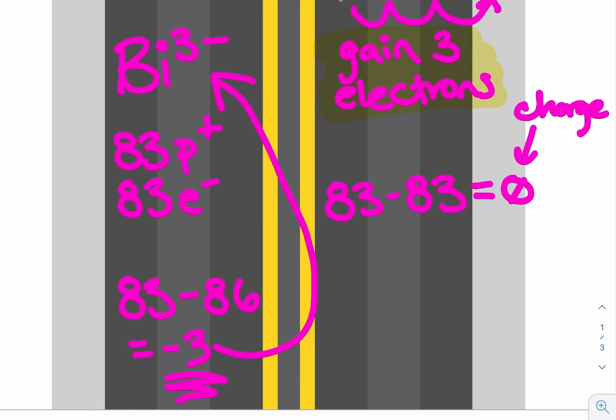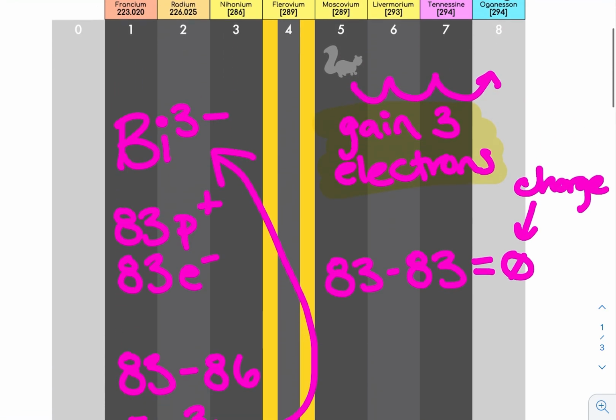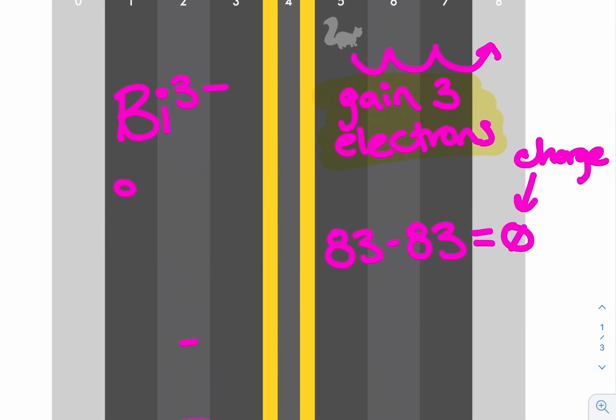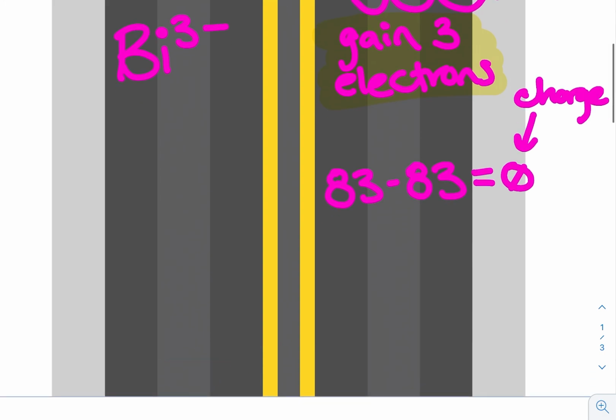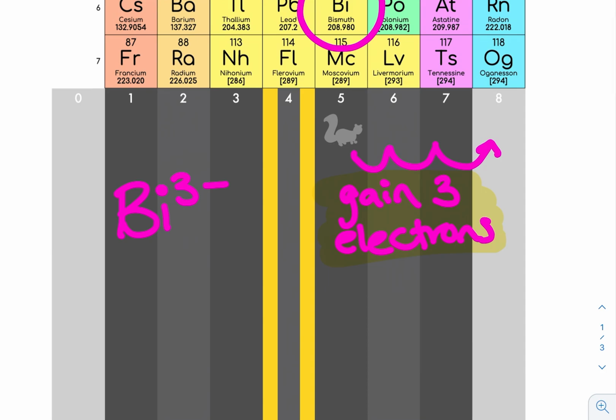Last thing I wanted to point out was our electron configuration. I'm going to erase this. Electron configuration for ions is not quite the same as what we see when we're doing electron configurations for atoms. It's a little different because we are, again, changing the number of electrons. Electron configuration means exactly that: how are the electrons configured?